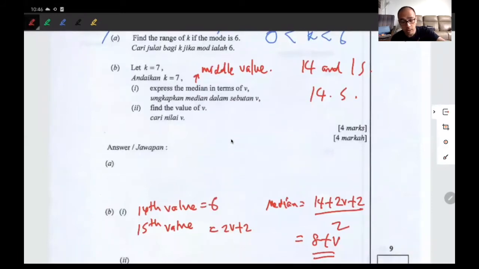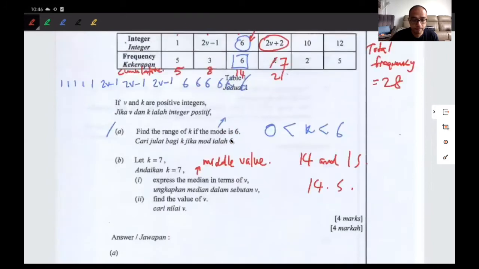Thank you, Jeremiah. Okay, so this will be 6 plus 2v plus 2. So this will give me 8 plus 2, which gives me 4 plus v. Okay, thank you. So the 14th value is 6. Yeah, my mistake.